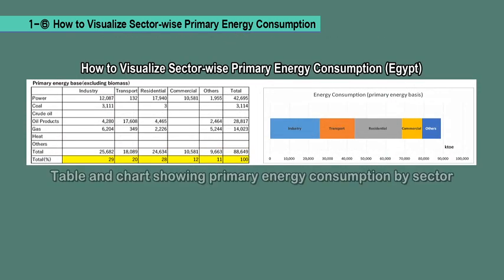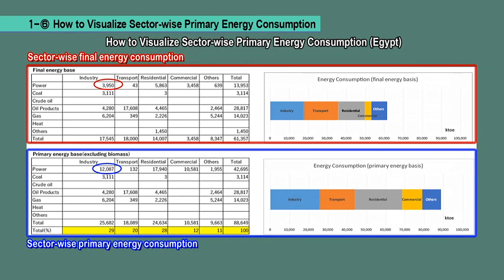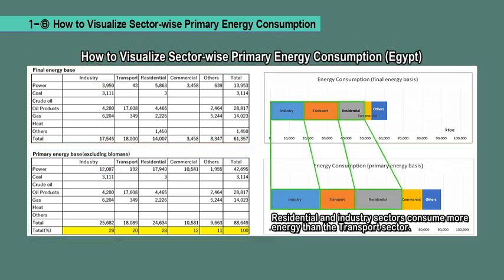This can be resolved using the table in the middle, which shows energy consumption by sector and energy type, based on the amount of primary energy. Tables show that 12,087 units of primary energy are necessary to make 3,950 units of the power used in industry. A broader view of primary energy like this shows that energy consumption in the residential and industry sectors is actually bigger than the transport sector. It shows something different from that seen in the final energy-based chart.